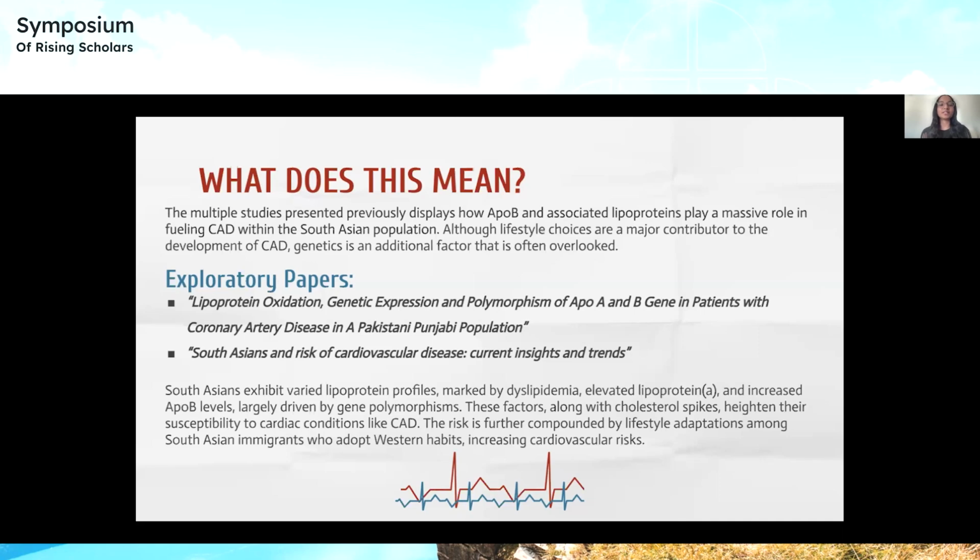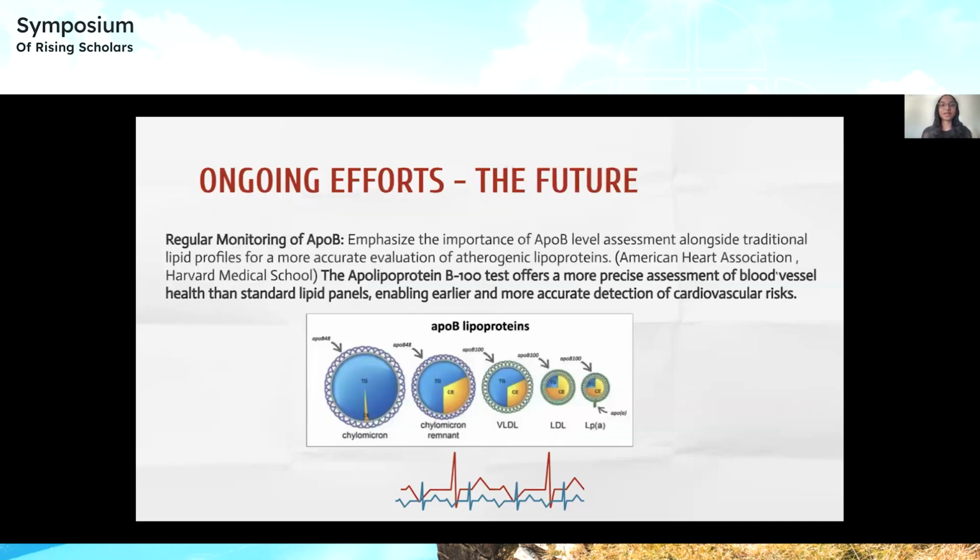We have two papers that I think explain this extremely well as well. So what is going on in the future, right? What are the ongoing efforts here? So, regular monitoring of ApoB, emphasizing the importance of apolipoprotein B level assessment alongside traditional lipid profiles for a more accurate evaluation of atherogenic lipoproteins.